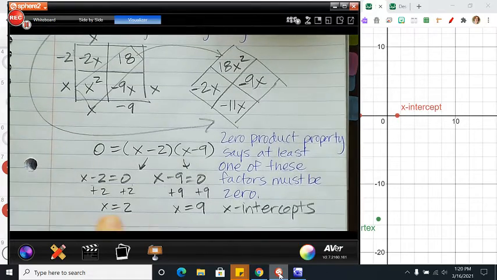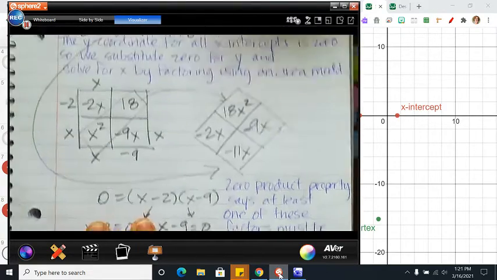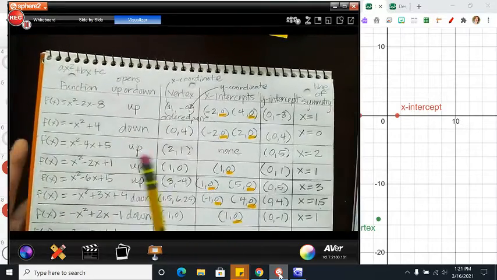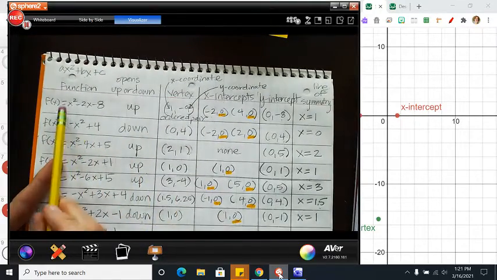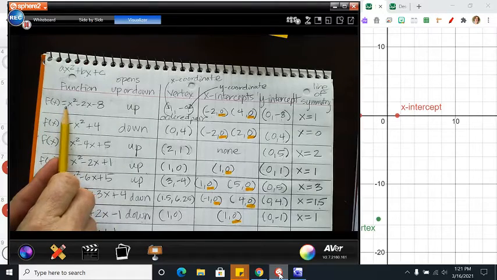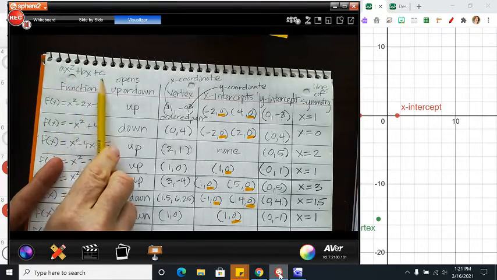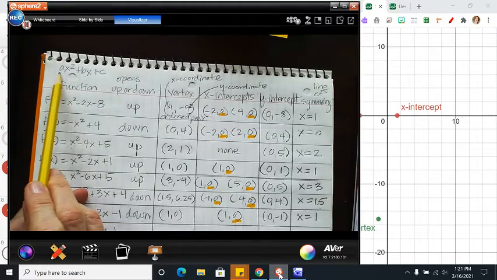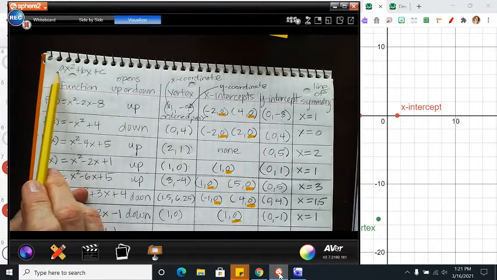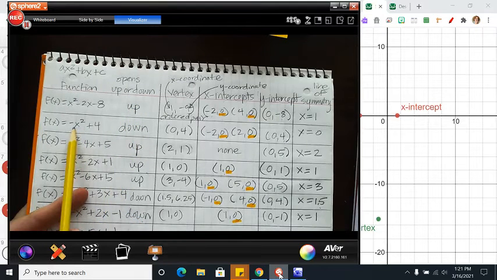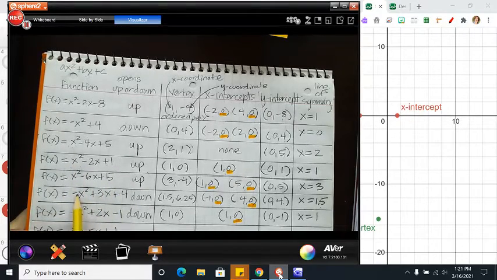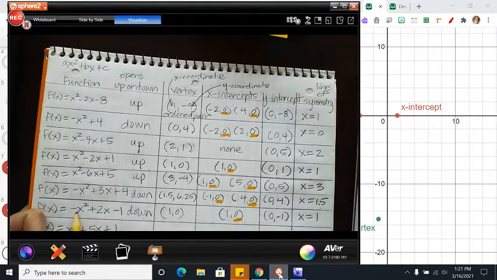And I know that this is going to open upwards because remember when we were just starting to look at all these parabolas, we noticed that if the leading coefficient was positive, these are all in standard form. They're all in the form ax squared plus bx plus c. If that coefficient of x squared, a, is positive, it opened up. If it was negative, it opened down. So this one was up, this was up, up, this would be down, this would be down.